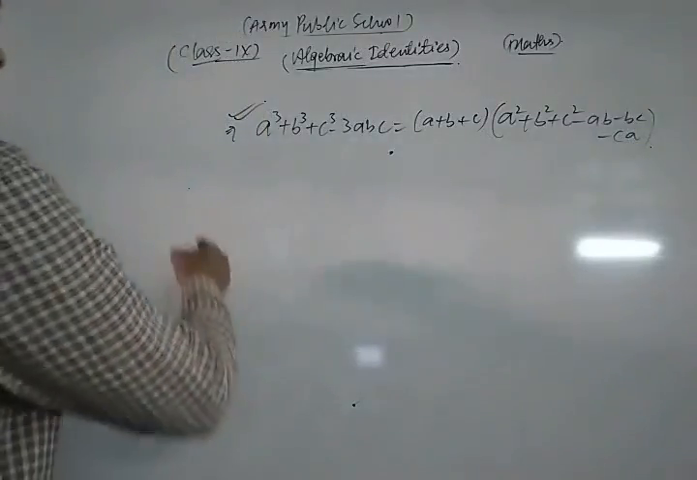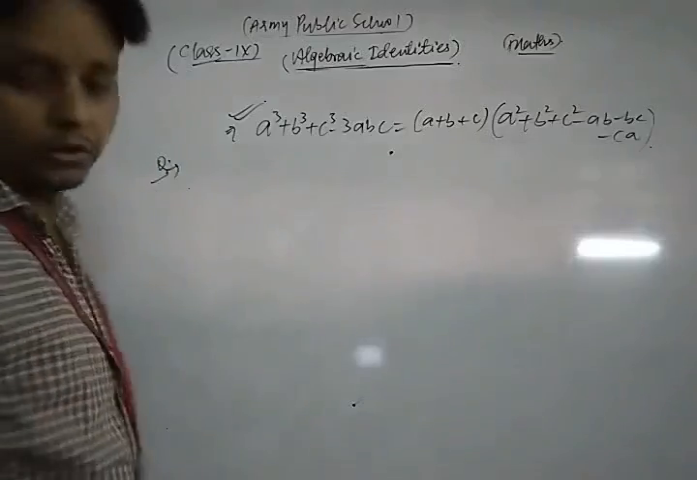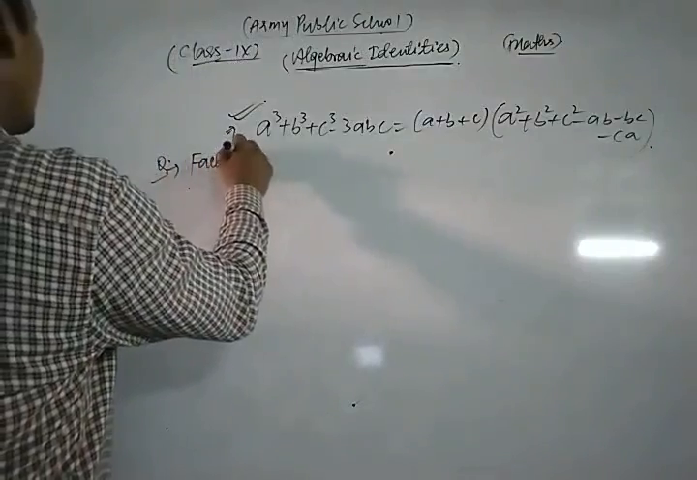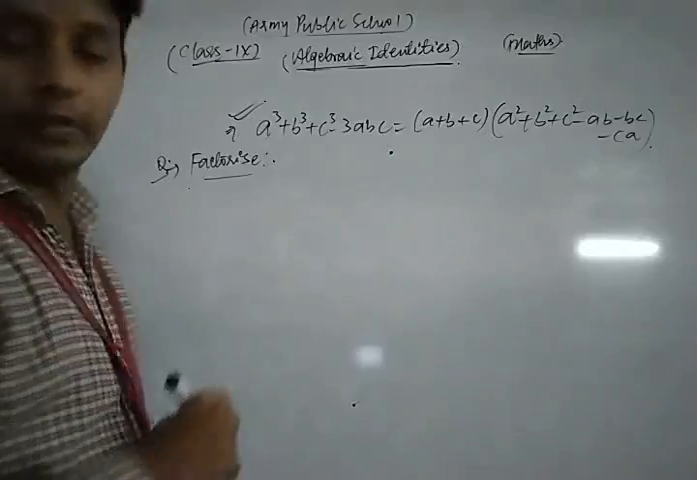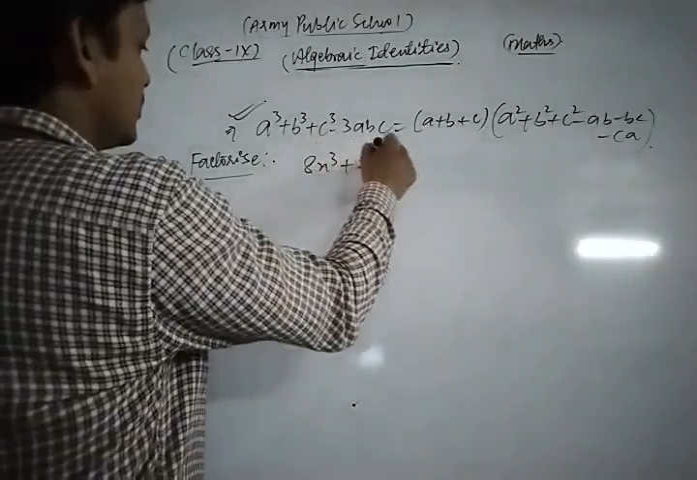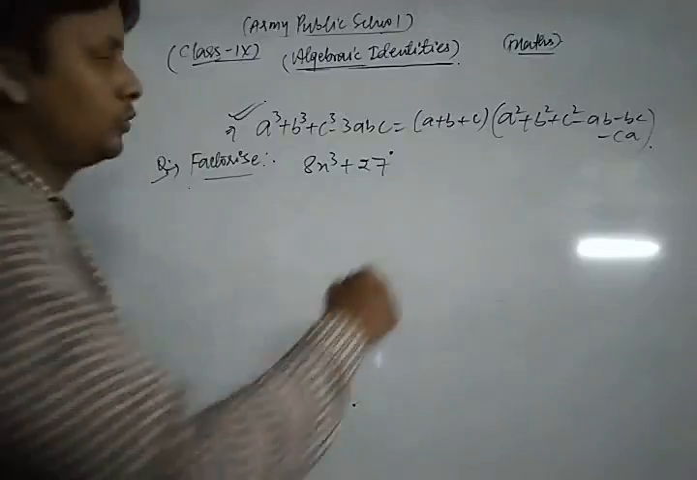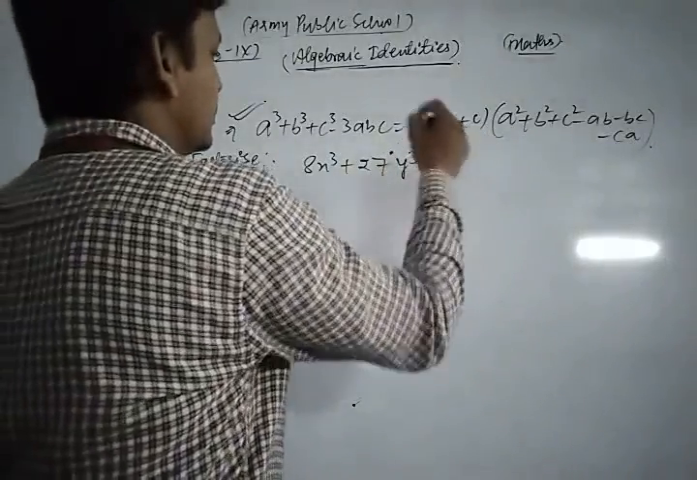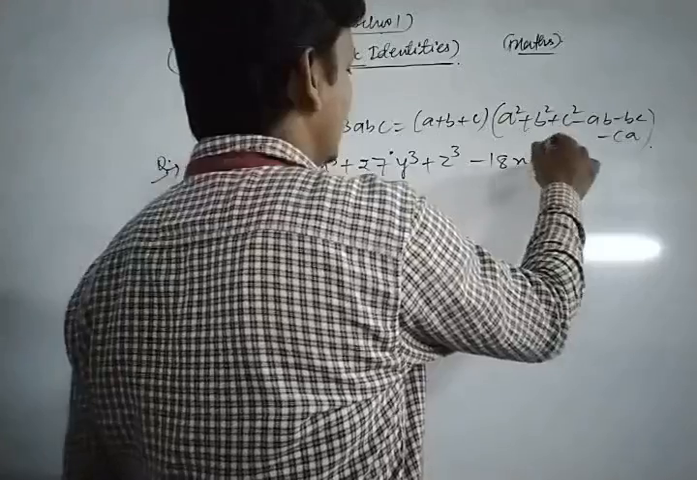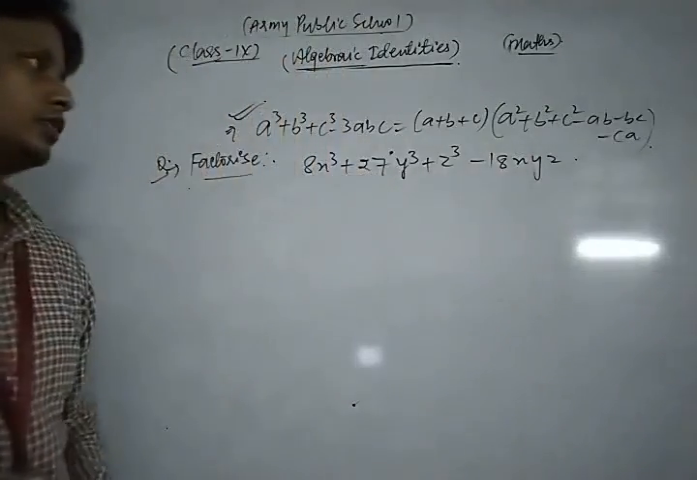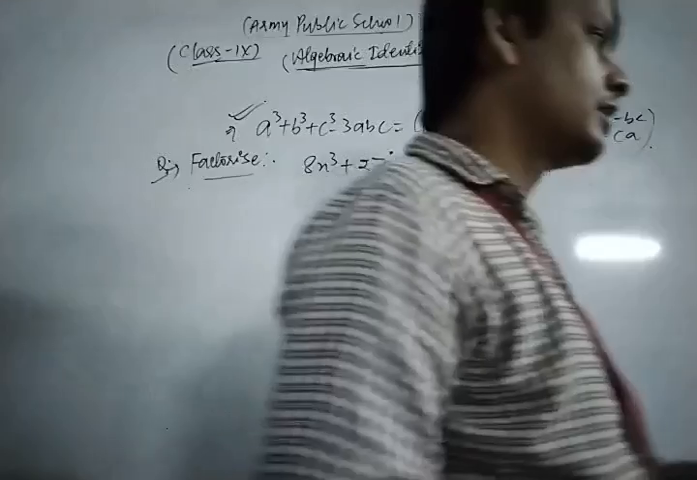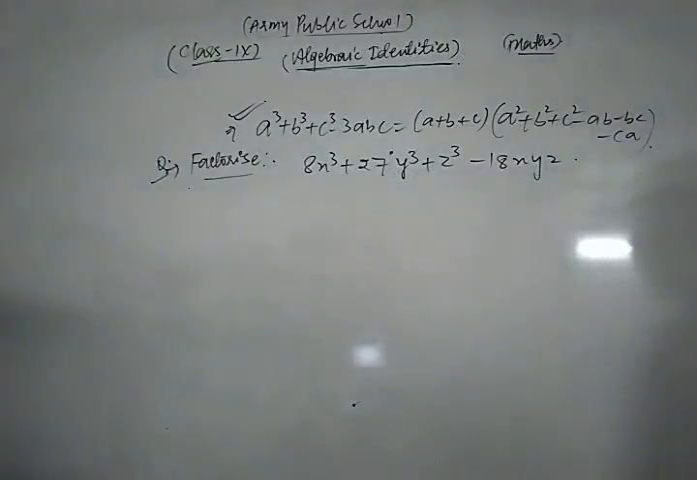Now let's see our question. This is a very important question. Factorize 8x cube plus 27y cube plus z cube minus 18xyz. Dear students, this is a very important question based on this identity. Now let's see what I do for that.